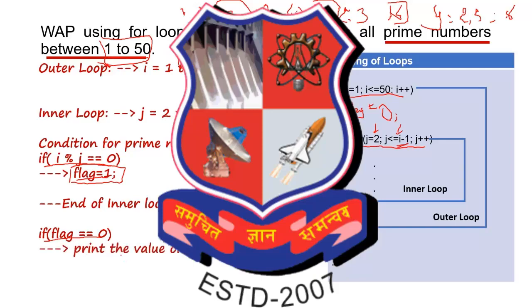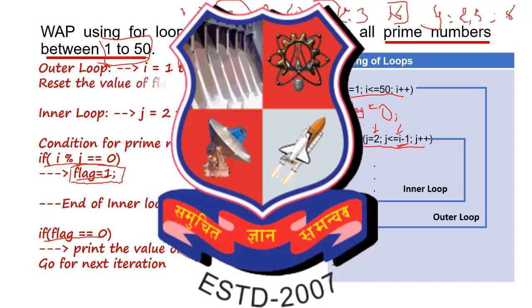So we'll print the value of I over here, because we have to print prime numbers between 1 to 50. After that we go to the next iteration, and in the next iteration the value of I will be increased.